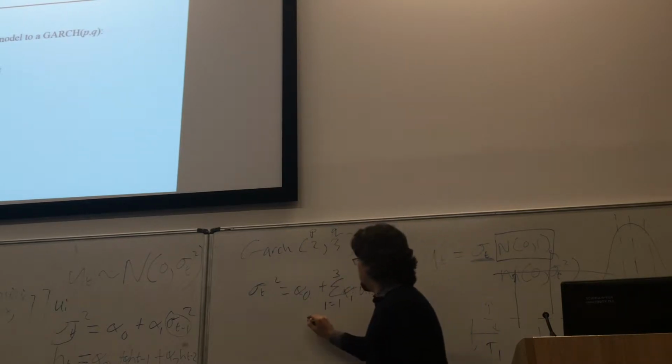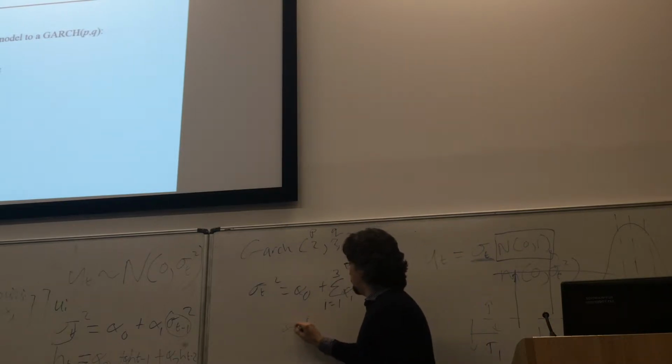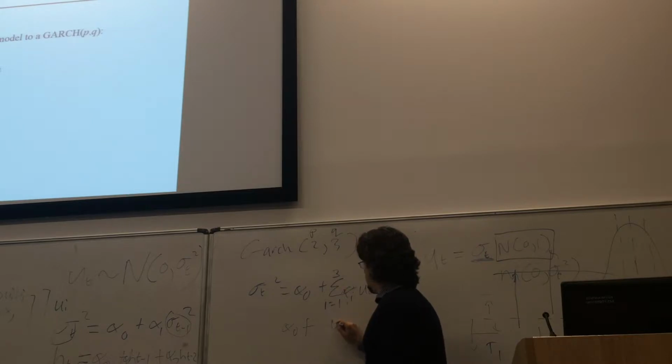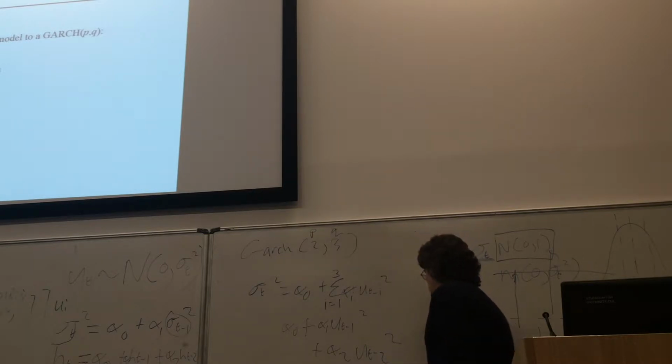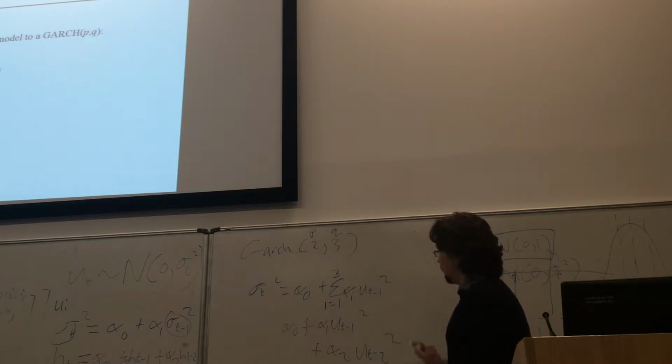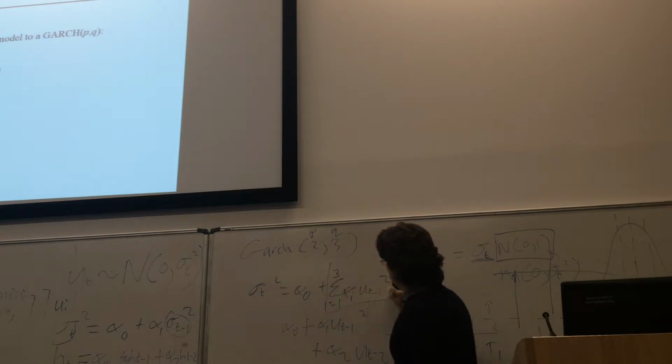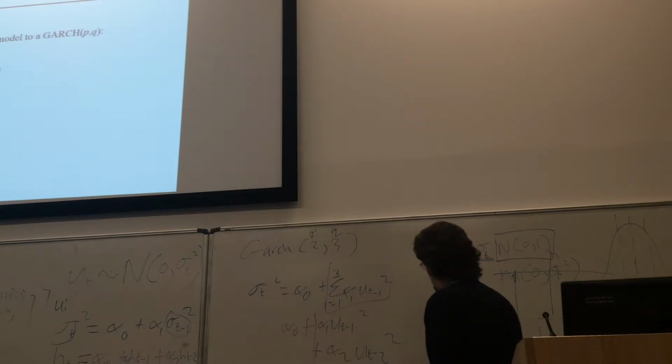And that's the same as saying alpha 0 plus alpha 1 times u of t minus 1 squared plus alpha 2 times u of t minus 2 squared plus alpha 3 times u of t minus 3 squared. So they're the same. This bit here is just a shorthand for writing this.